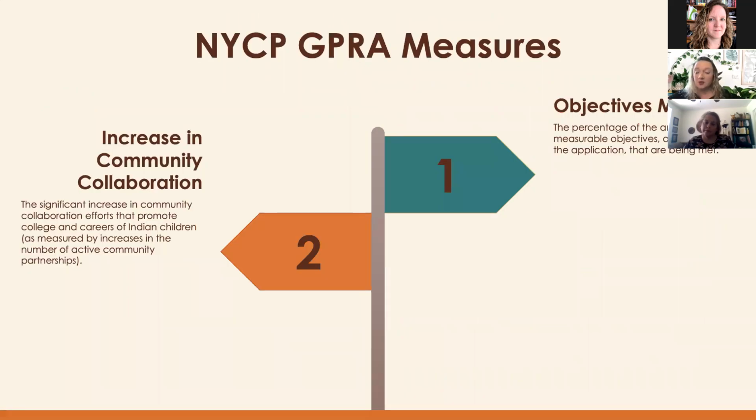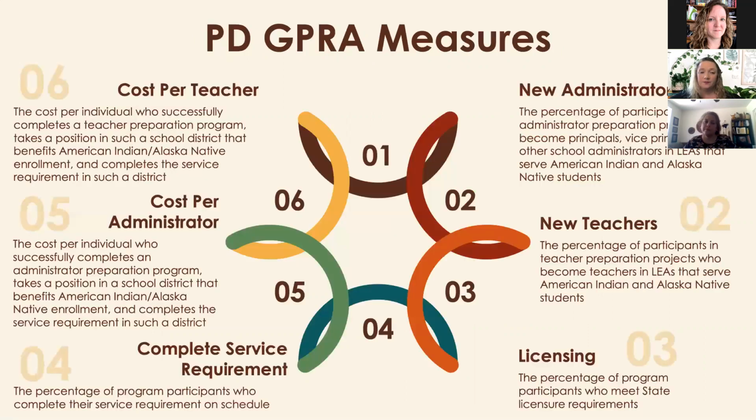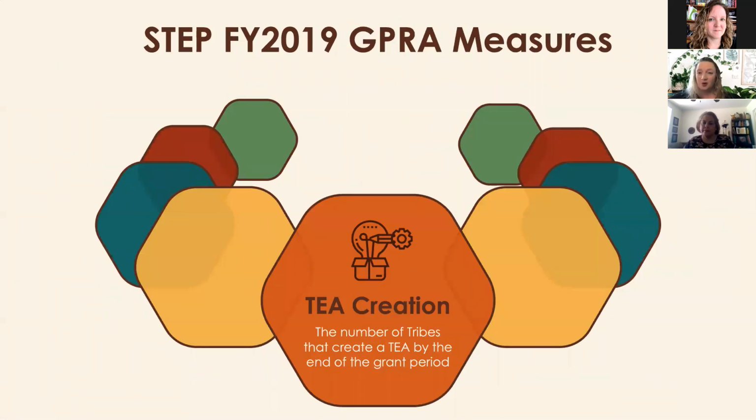Then for NYCP, you have only 2 GPRA, the one about objectives met and the one about an increase in community collaboration. For the professional development program, you have your 6 GPRA regarding new administrators, new teachers, licensing, completion of the service requirement, and the cost per administrator or teacher. And for STEP, you just have 1 GPRA. So yours is the one about TEA creation. So those GPRA are the ones that you're going to label GPRA and that you're only going to provide your actual data for, not target, only actual.